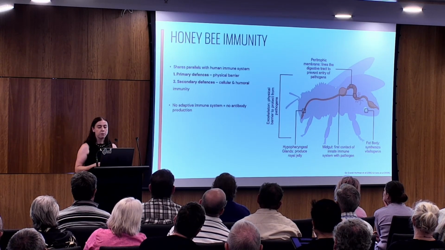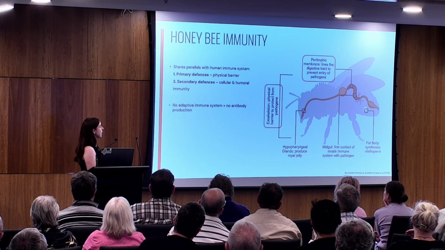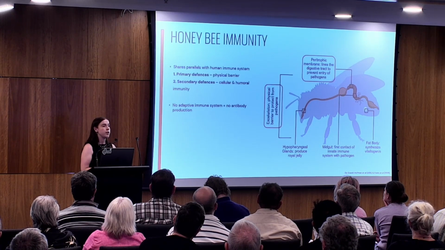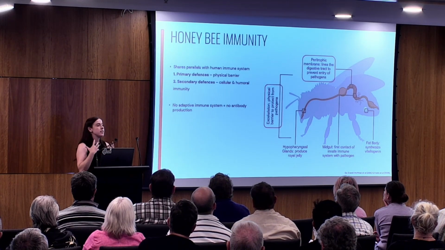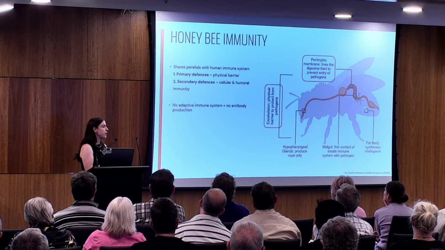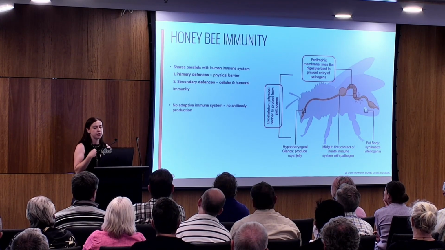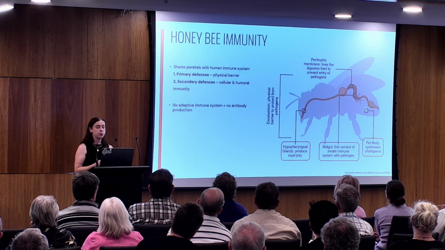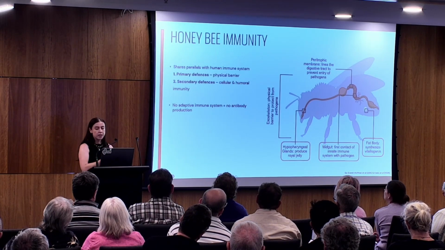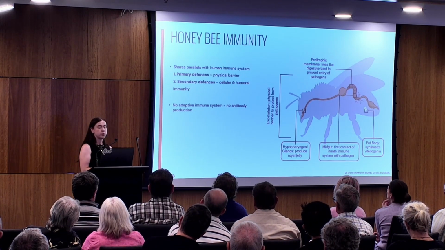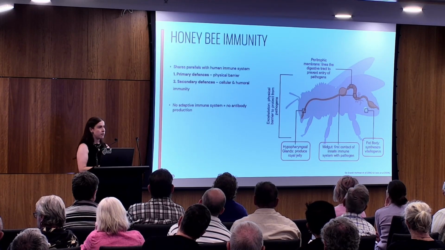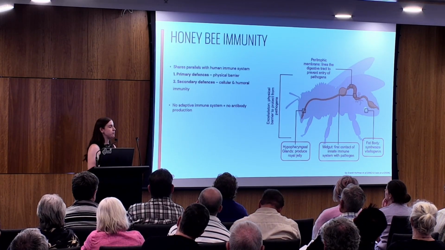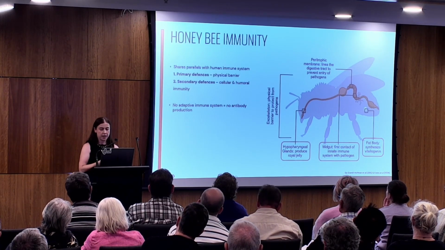The first are the primary defences, which for bees are the exoskeleton and the peritrophic membranes. These are just like the skin and hair on us, and they are the first line of defence to protect from pathogen entry. The secondary defences consist of cellular and humoral responses, which for us include our antibodies and inflammatory responses. However, bees lack this adaptive immune system and therefore don't produce antibodies.